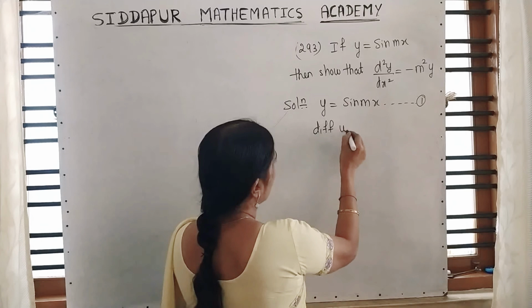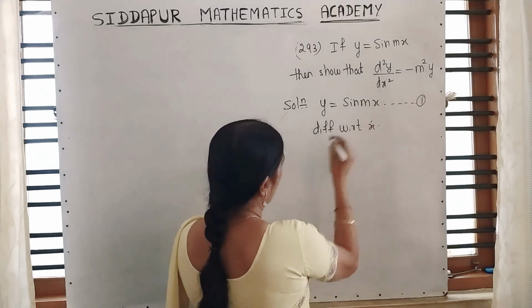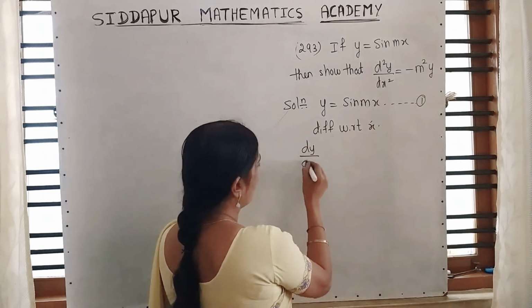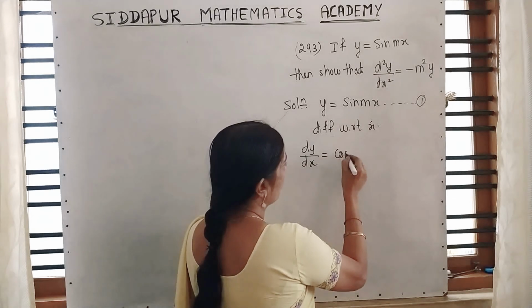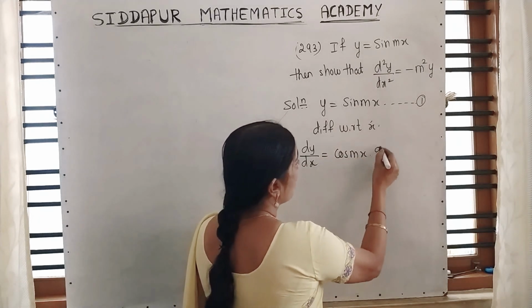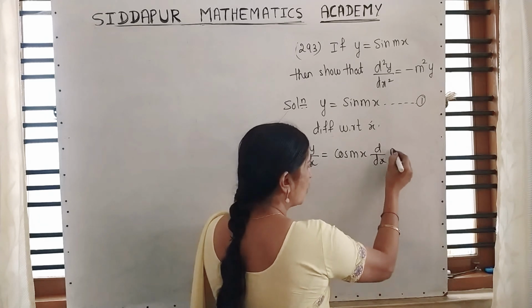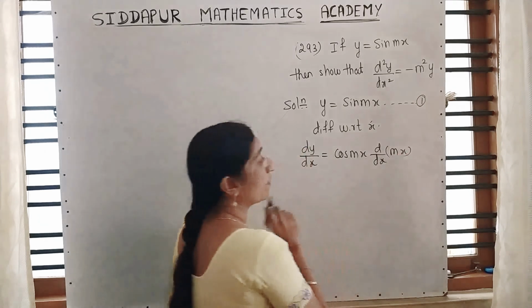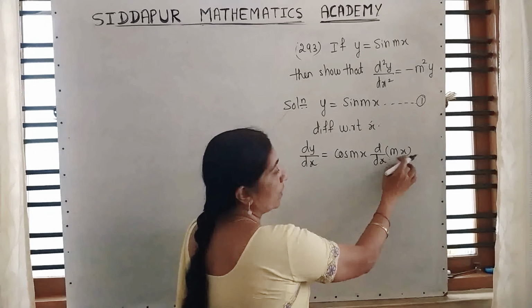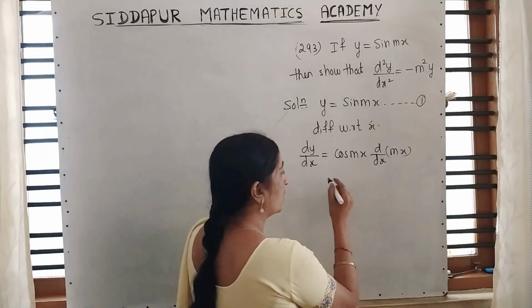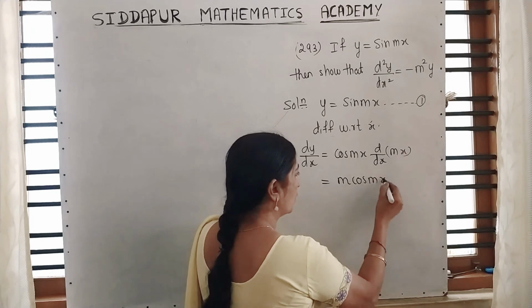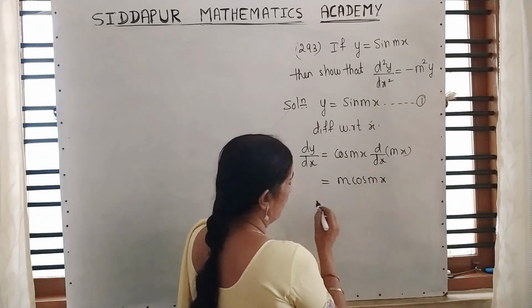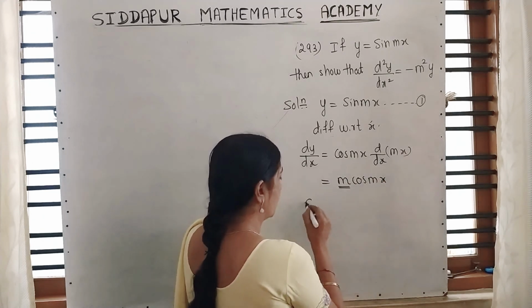Differentiating with respect to x. Dy upon dx is, differentiation of sin mx is cos mx into differentiation of mx. For your convenience I am writing that step also. What is the differentiation of mx? m. That m I am writing here, m into cos mx. Otherwise you will mix with angle. Now m is a constant.